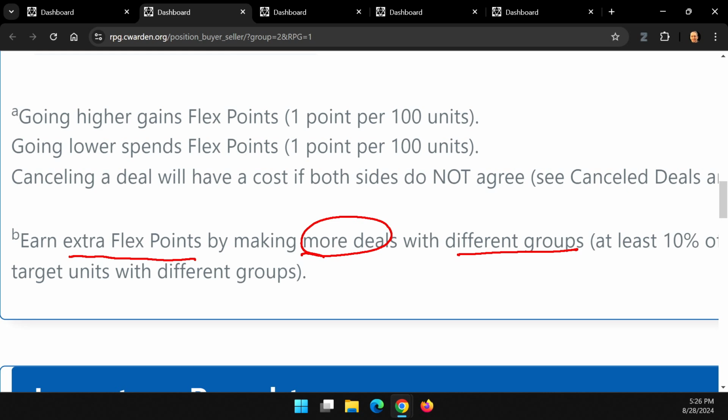What does different groups mean? Different group numbers. So if you make a deal with group 22, then you make a deal with group 18, then you make another deal with group 22, that's okay. Nothing wrong with that. But what does that mean? That means that this group and this group counts as one relationship, and this one is another relationship. So this would be one relationship, and this would be a second relationship. And we give you extra flex points for every relationship you create. So it's very helpful to make deals with more than one group.